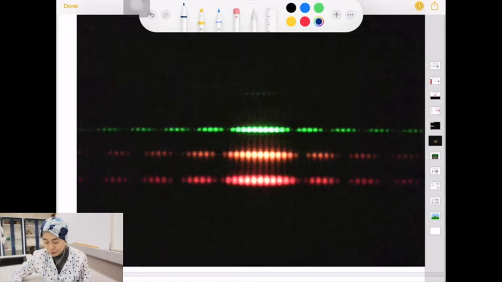If the wavelength is longer, then the distance between the central maxima to the maximum of the first fringes will be longer too. So that means here red is the longest wavelength and green has a shorter wavelength.